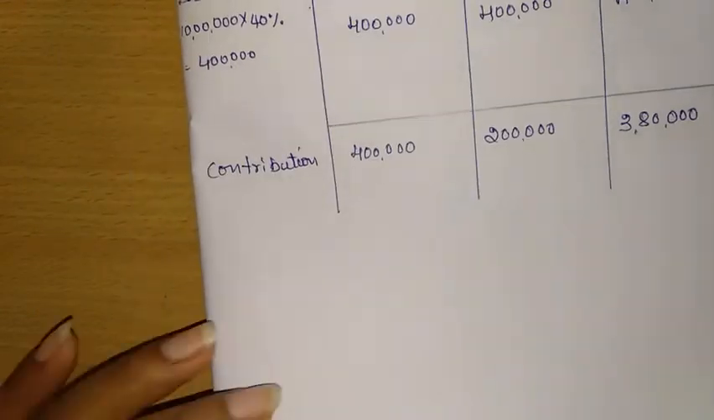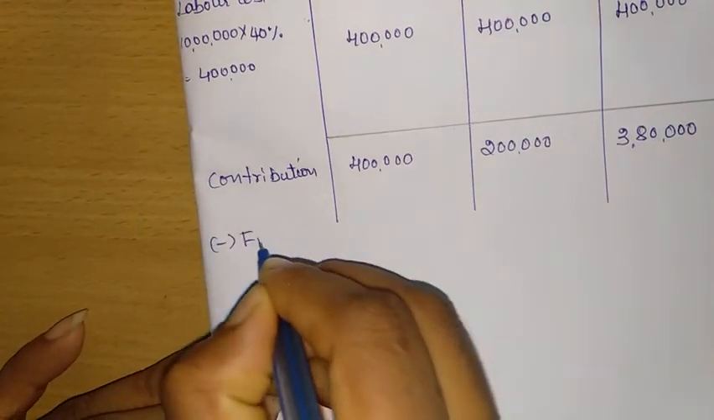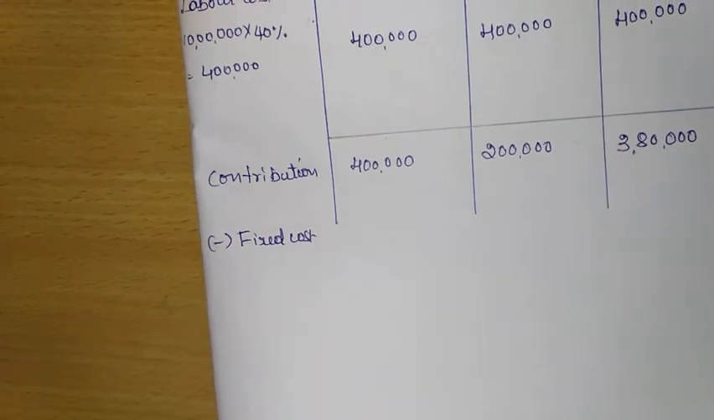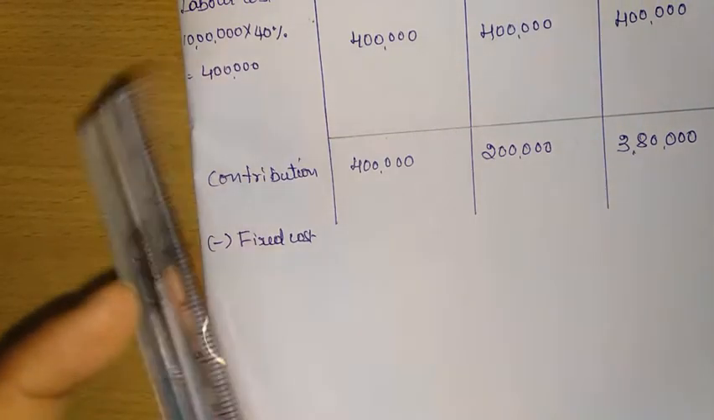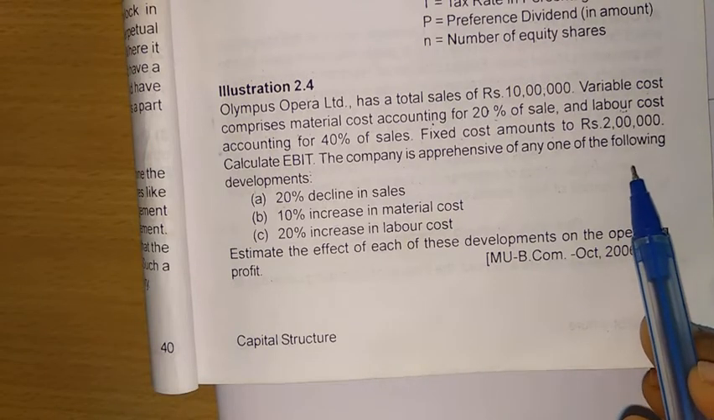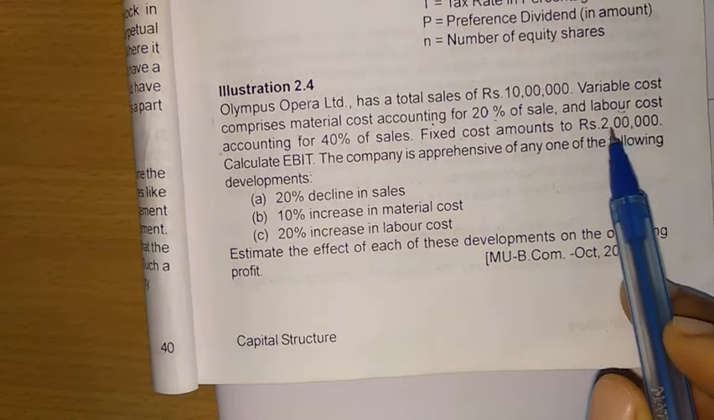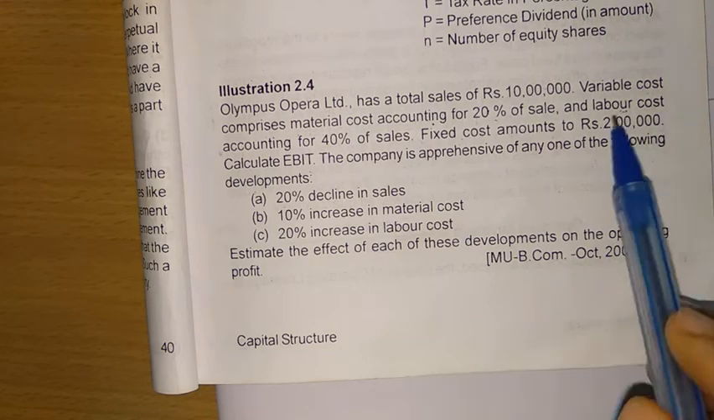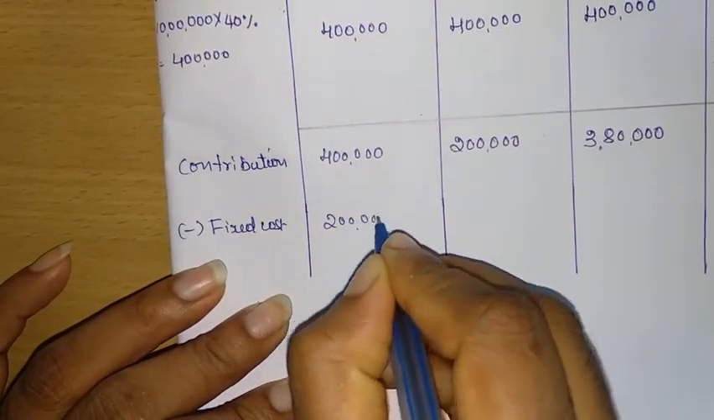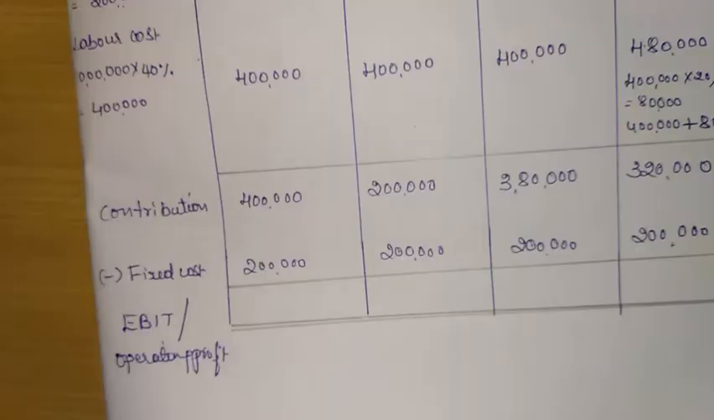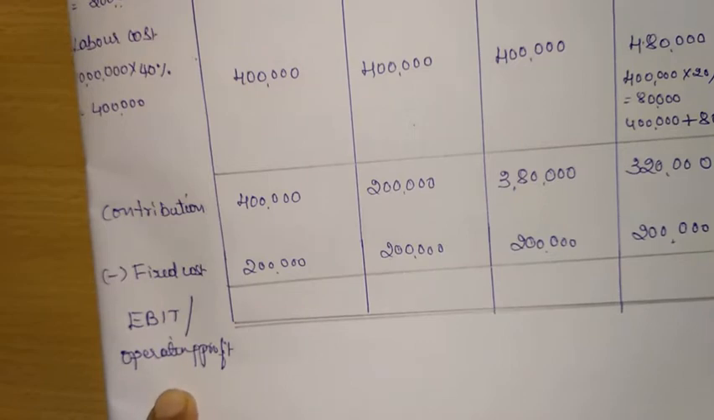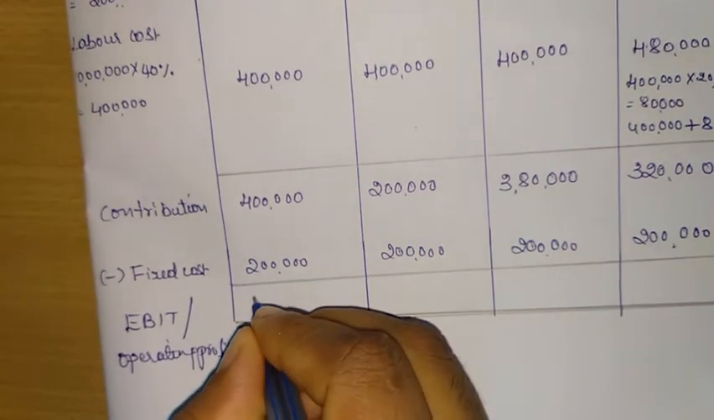Next, one more step: deduct fixed cost. So if you deduct fixed cost from contribution, then the answer is called EBIT. So we only need to calculate till EBIT. Fixed cost is 2 lakh. It will not change for any level. So for all the 4 situations, it is 2 lakh only. Now earnings before interest and tax, or operating profit, for existing level, it is 2 lakh.